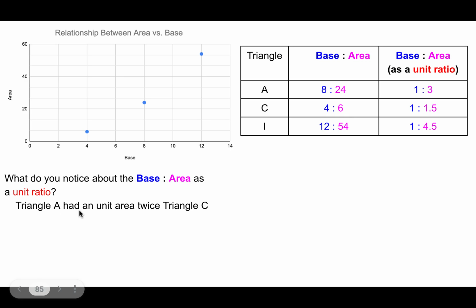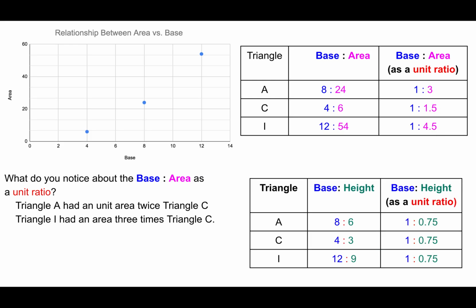When I look at triangle A, I notice that it had a unit area twice of triangle C. So this is twice triangle C. I also notice that triangle I has an area 3 times triangle C.